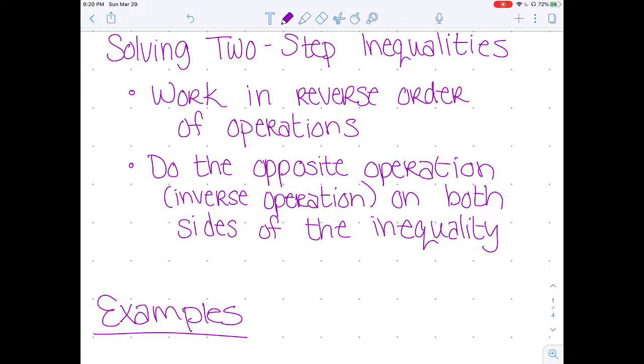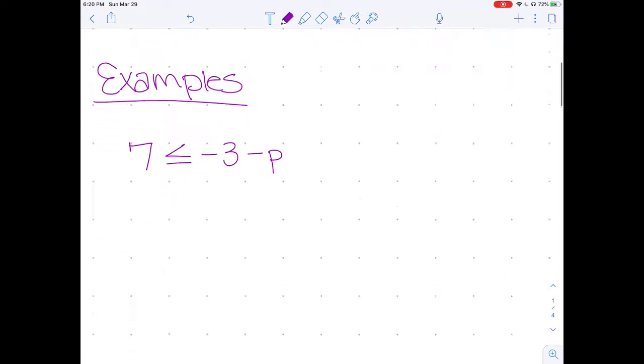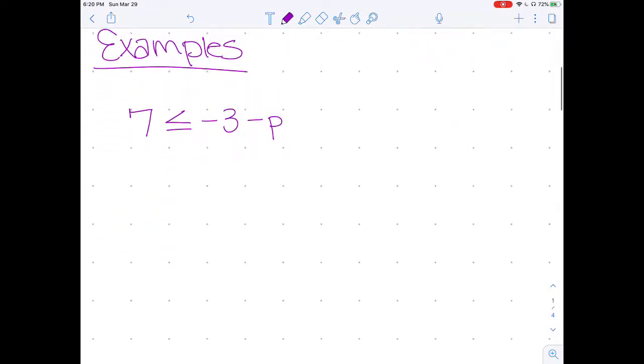Alright, today we're going to talk about solving two-step inequalities. And to do this, it's very similar to solving equations. We work in reverse order of operations, and we do the opposite operation or the inverse operation on both sides of the inequality. So let's start off with an example here.